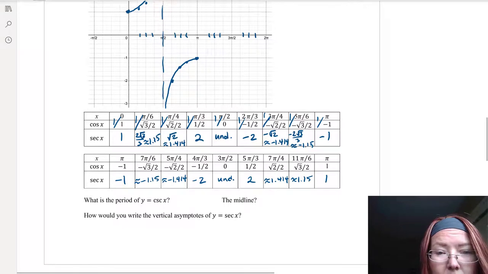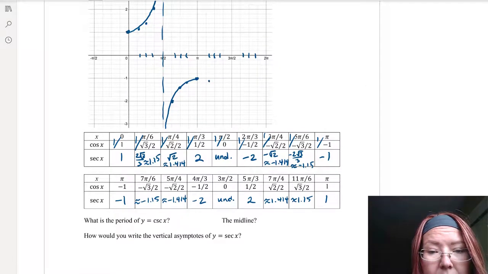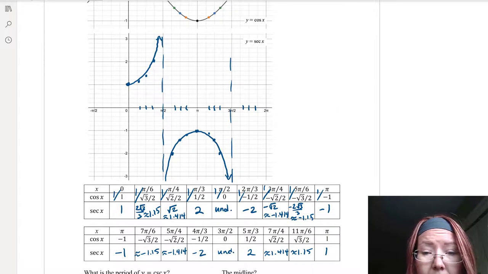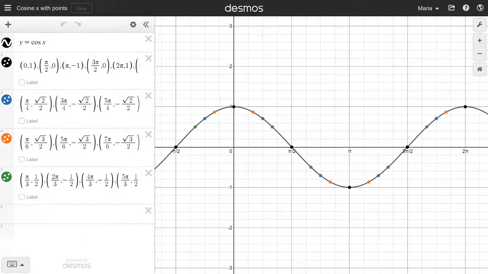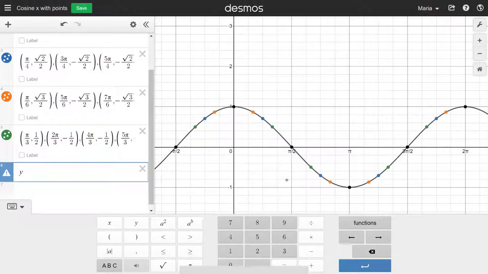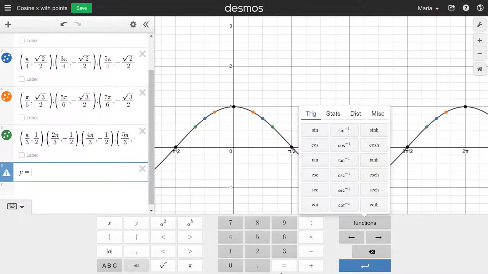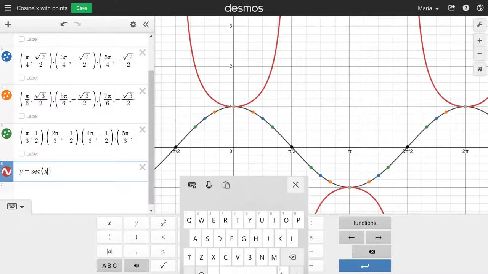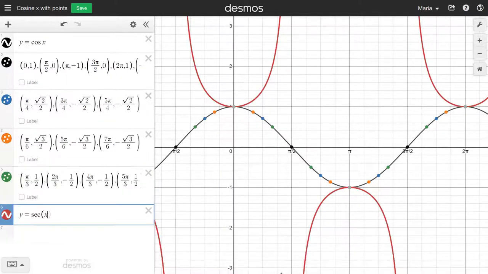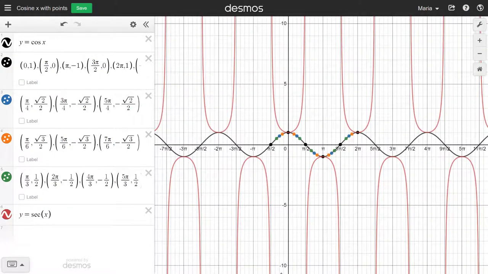So putting those in place, what we're going to see is that same pattern repeating symmetrically, so that we have a downward swoop, and then we have an upward swoop. Now, if we jump over to Desmos and we look at a graph of cosine with points, we can go ahead and graph y equals, go to the functions and find secant x. And then if we zoom out a bit, you can see that same repeating pattern of concave up and concave down curves. They're just shifted by pi over 2 from our last set.